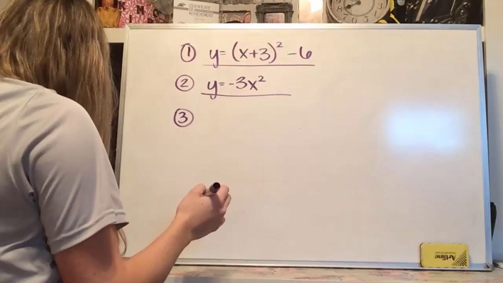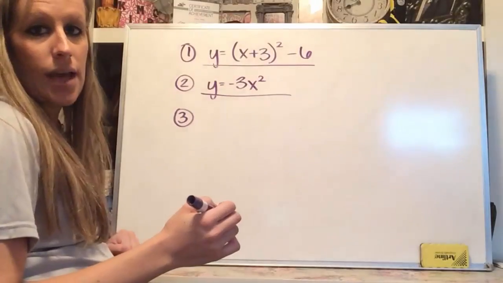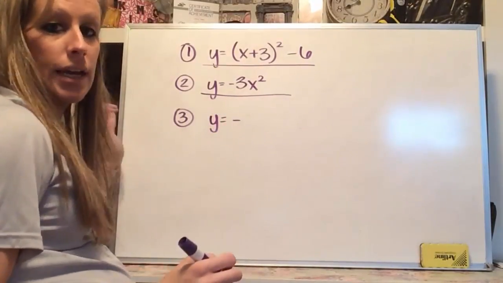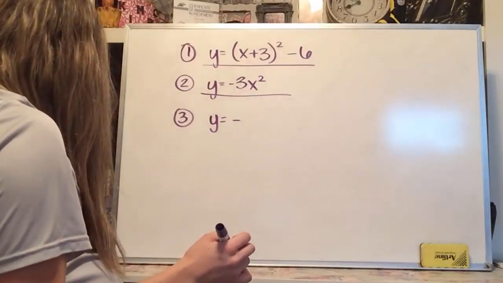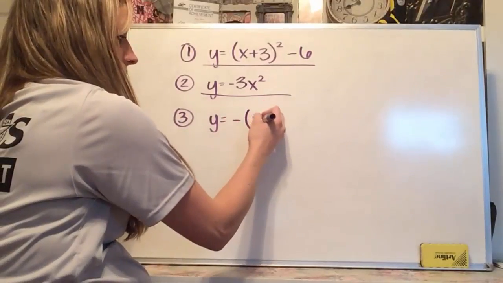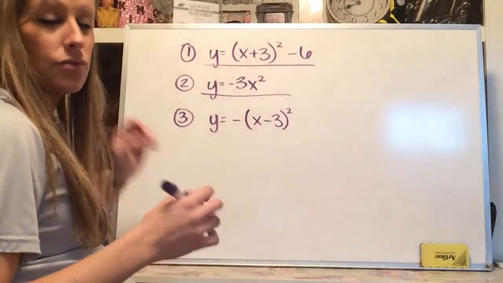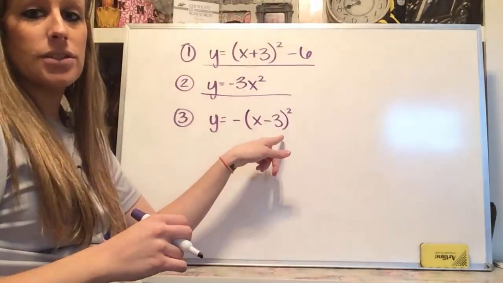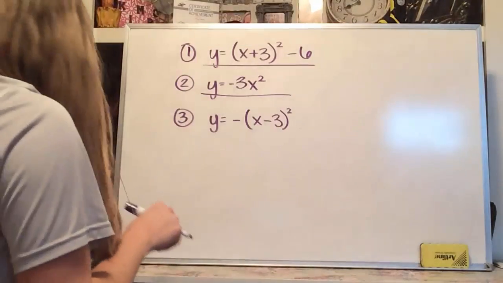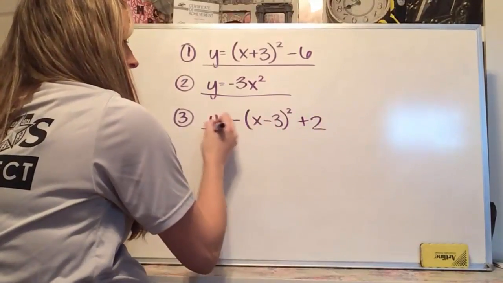Okay, number 3, reflected over the x-axis, shifted 3 units right and 2 units up. Okay, so if I'm going to reflect it, I need a negative at the beginning. If I'm going to move it 3 units to the right, it has to be in parentheses. So x minus 3 squared. Don't forget the square. And then that minus 3, the reason we did minus is because it does the opposite. Okay, and then the last part, 2 units up, so plus 2 at the very end.